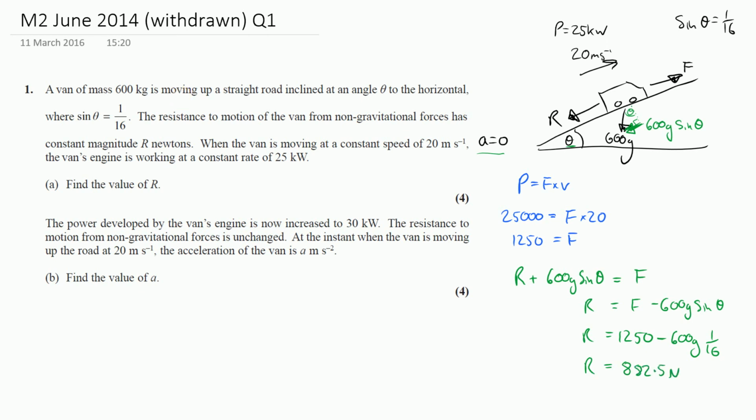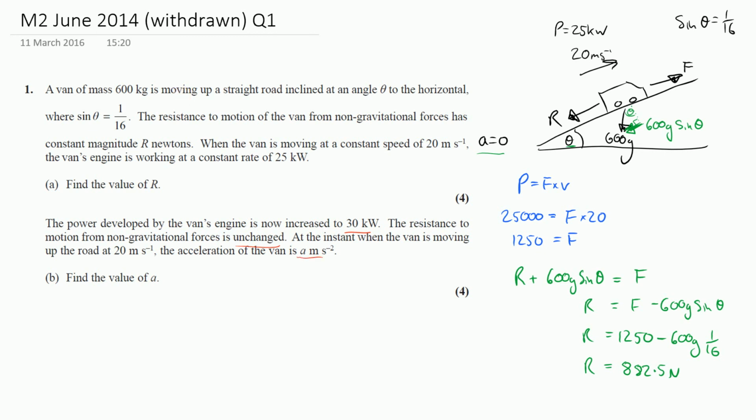882.5 newtons. For the second part of this question, the van is going to increase its power output, so we're told that we're now going to increase to 30 kilowatts. The resistance to motion remains unchanged, and we want to find the acceleration of the van this time.